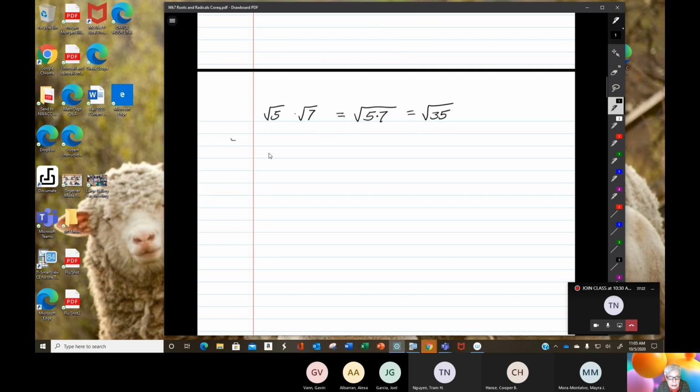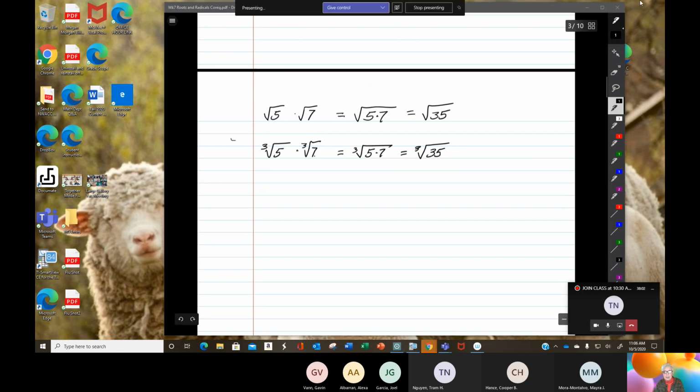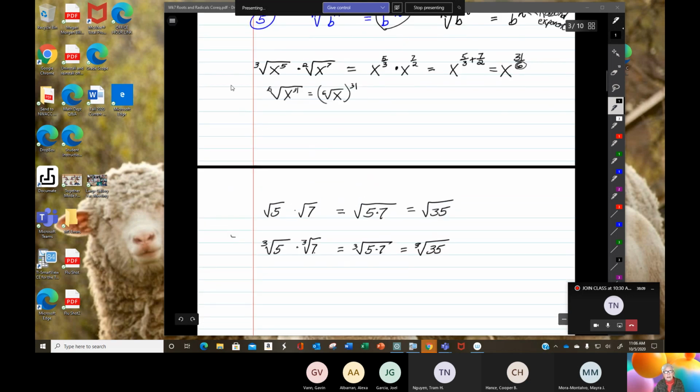What if I had the cube root of 5 times the cube root of 7? Same thing applies. As long as the index is the same, all you have to do is make one big radical and multiply those two numbers, called radicands, underneath. So you see, that's easy as long as the indices are the same. It's when the indices are different that it can be a pain.